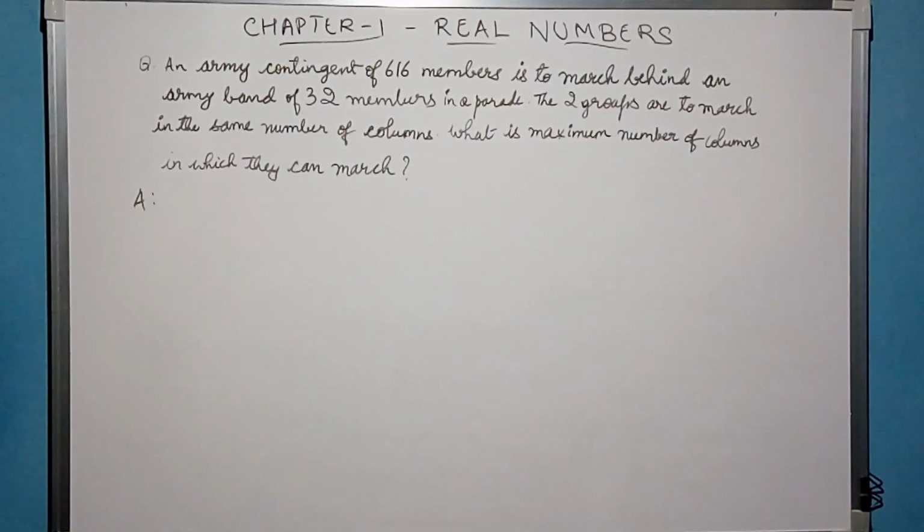Yeah, this is a question from the exercise, that is question number 3 from exercise 1.1. This is a simple question, but it looks very big with so many things in it. The army contingent of 616 members is to march behind an army band of 32 members in a parade. The two groups are to march in the same number of columns. What is the maximum number of columns in which they can march?